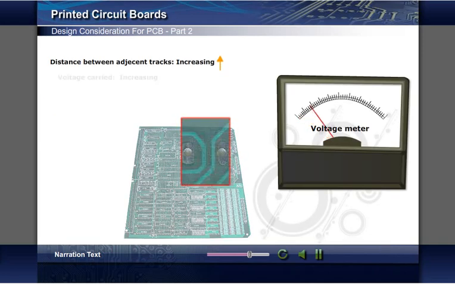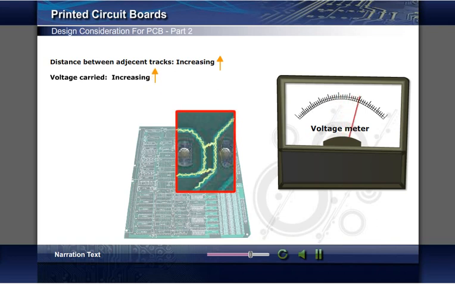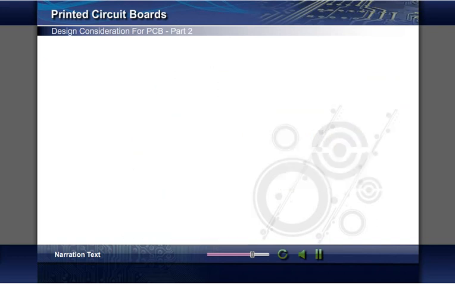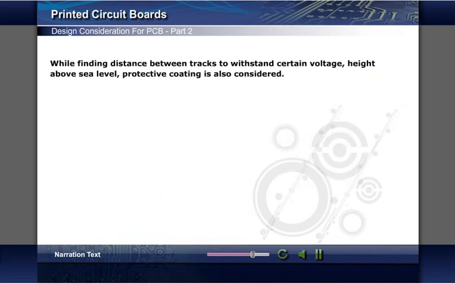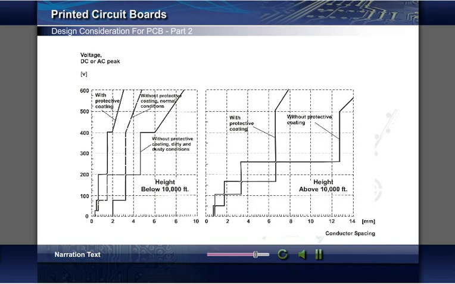Distance between tracks is important. At higher voltages, hundreds of volts and above, the more the distance between the tracks, the higher the voltage they can withstand. While finding the distance between tracks to withstand a certain voltage, height above sea level and protective coating are also considered. One of the standards giving track spacing requirements is explained here.